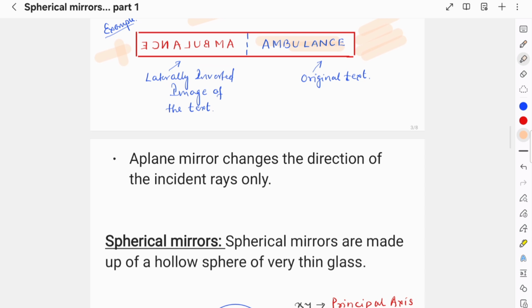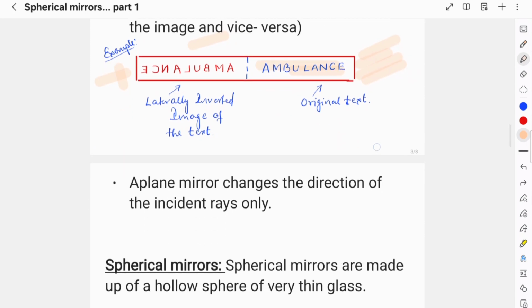Now a plane mirror changes the direction of the incident ray only. The incident ray which is striking the mirror can be reflected, that's all. No other change is done by the mirror. Any ray which is striking a plane mirror will be reflected back.